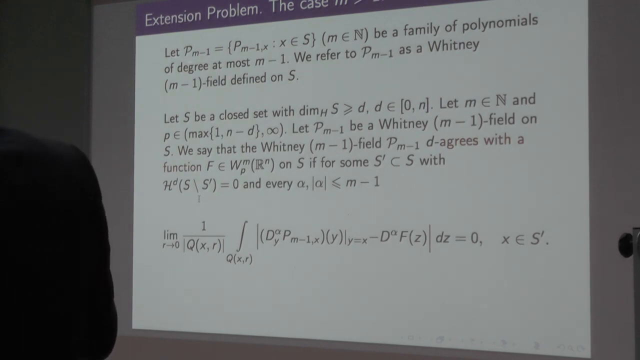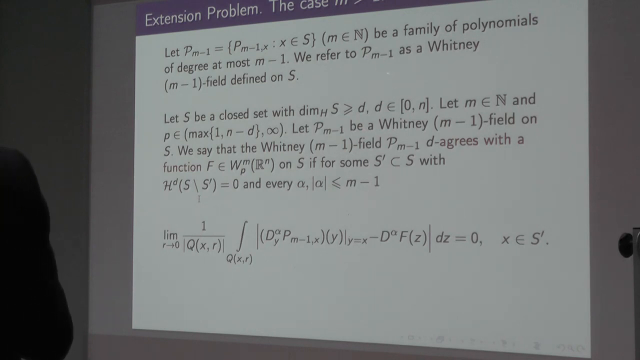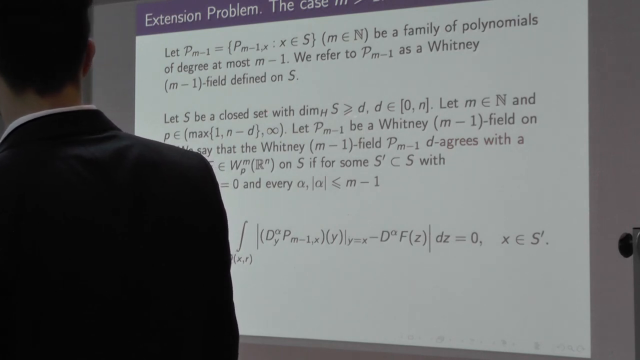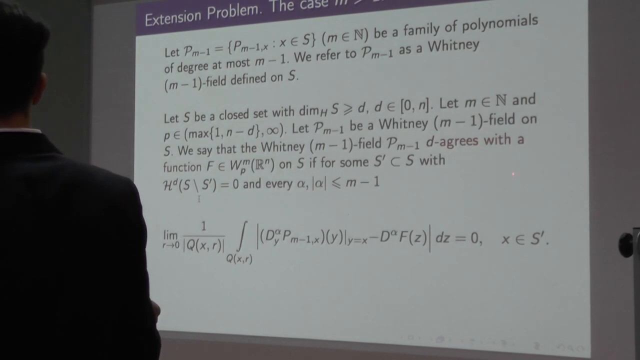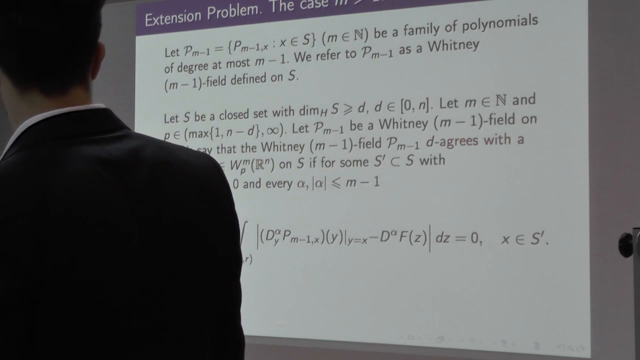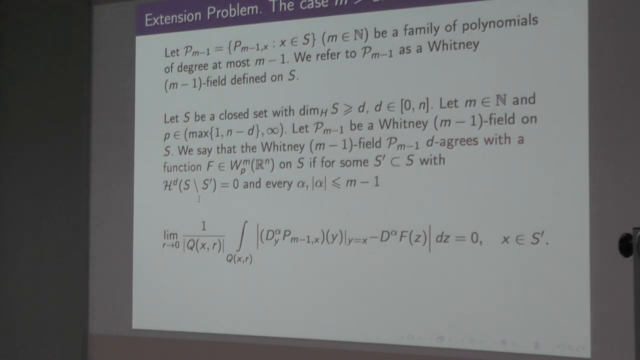Suppose that we have not a function, but a family of polynomials or family of jets on the set S. We refer to P_{m-1} as the Whitney m minus 1 field defined on S. Let S be a closed set with Hausdorff dimension greater or equal to d, and m is natural, and p bigger than n minus d. We say that the m minus 1 field d-agrees with a function f from the Sobolev space on S if, for some S prime, we have the following equality. So roughly speaking, we have the same value at the point for the coefficients of our field.